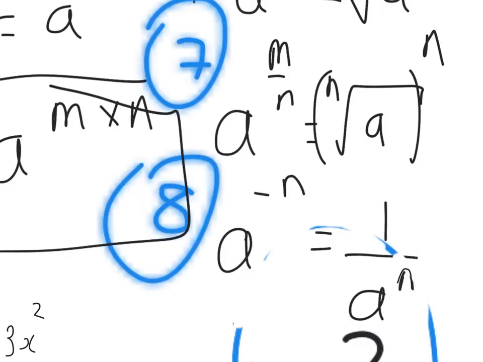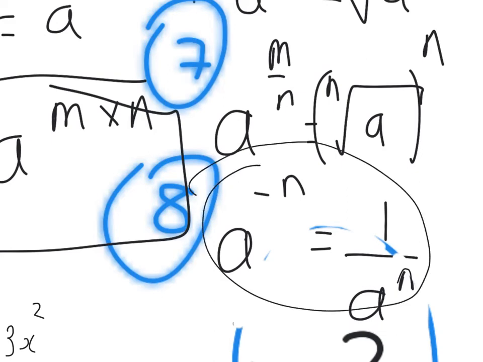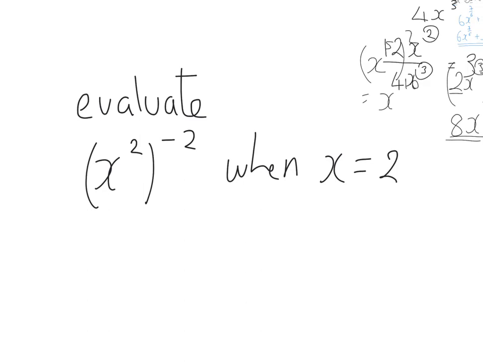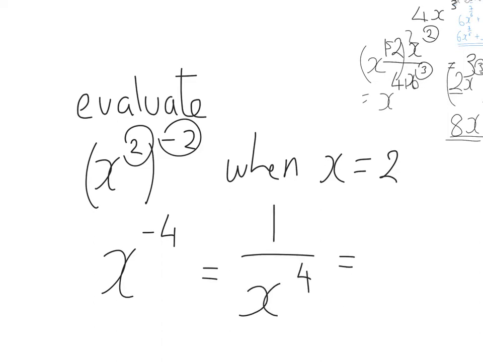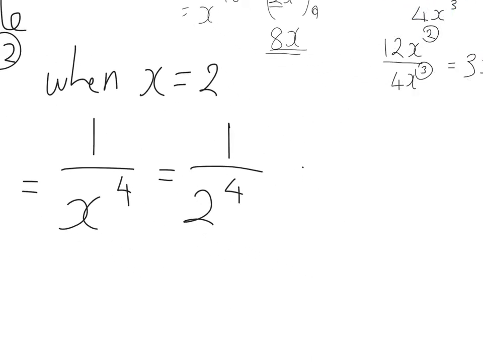I'm now going to bring in law 8, which is a to the minus n equals 1 over a to the power n. So I'm going to evaluate x squared brought to the power minus 2, when x equals 2. We'll first of all multiply together the powers. That'll be x to the minus 4. I can then write that as 1 over x to the 4. Sub in x equals 2: 1 over 2 to the power 4. 2 to the power 4, be careful with that one. 2 times 2 times 2 times 2 is 16, and that's 1 over 16, and that was using the last law.